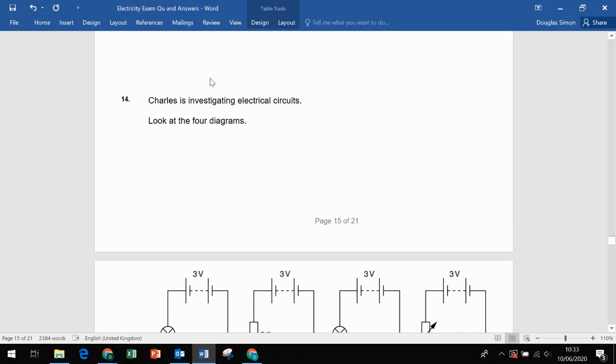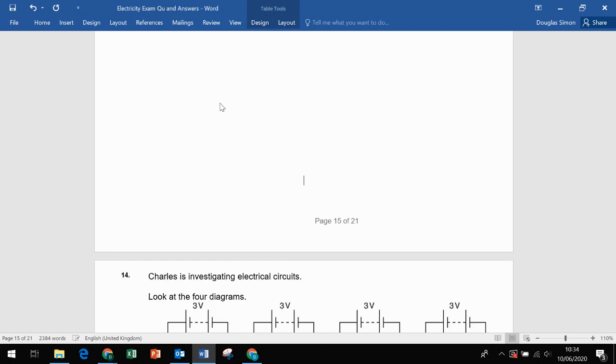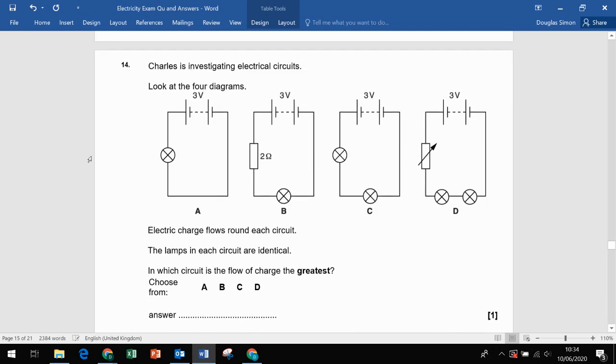14, get it all on one page. Charles is investigating electrical circuits. Look at the 4 diagrams. Electric charge flows around each circuit. The lamps in each circuit are identical. Which circuit is the flow of charge greater? So flow of charge is another word for current. So which circuit has the greatest current? In other words, which circuit has the least resistance?